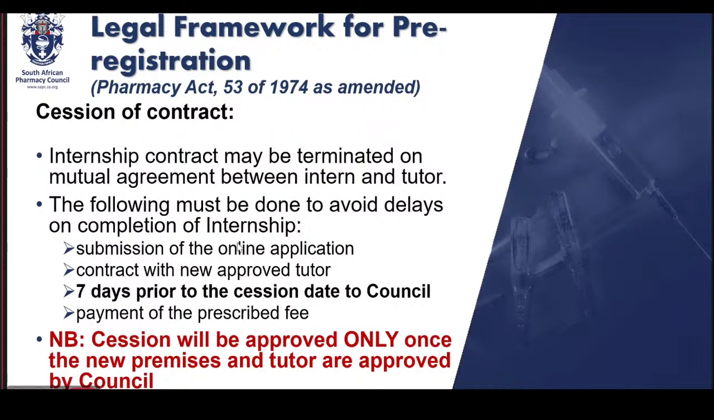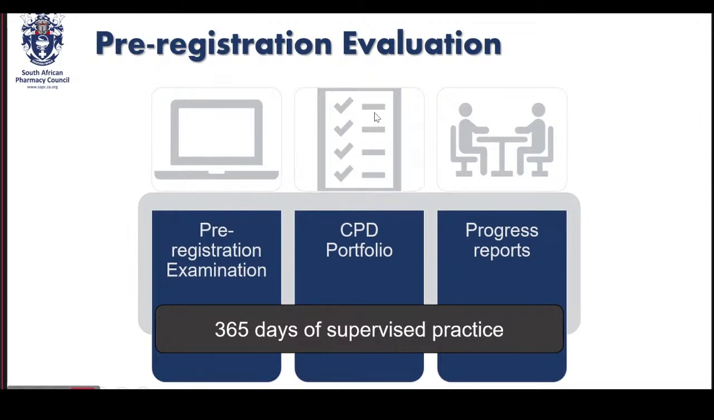And then still on the legal framework for pre-registration, a cessation of contract is allowed in case the intern, for some reasons, can't continue with the registered tutor. You are allowed to terminate that contract. And all that is needed is for you to submit an online application and a contract with a new approved tutor. And that should be done 7 days prior to the session date for council to approve your request. There is also a fee that needs to be paid as well. So once everything is provided, the Office of the Registrar will be able to process your application. And it's always important to note that the session will be approved only once the new premises and tutor are approved by council.